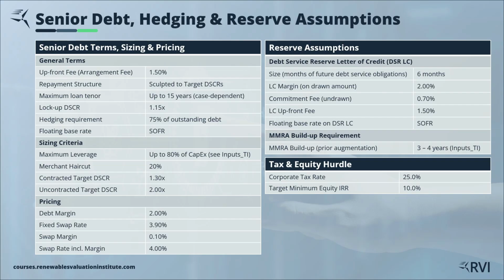Contracted target DSCR of 1.3, which is on the lower end because it's a safer cash flow, and merchant or uncontracted target DSCR of 2.0, which is much higher because merchant cash flows are much more uncertain. Now let's see where those inputs are reflected in the model.